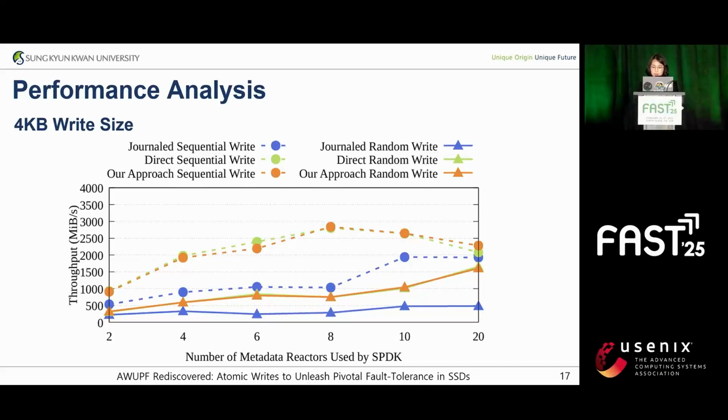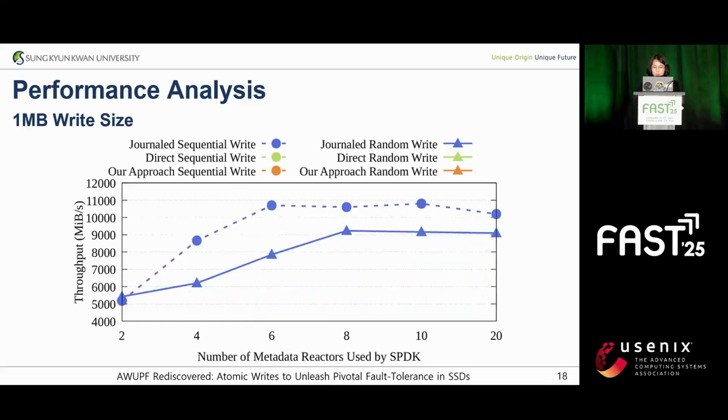However, in sequential write workloads, both Direct and our approach experience performance degradation. Once the number of reactors exceeds 8, this decline is caused by contention on M-page access, where multiple reactors compete for the same metadata pages, leading to increased latency and reduced efficiency. This is based on a 1 megabyte request size.